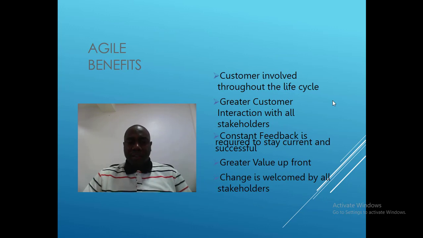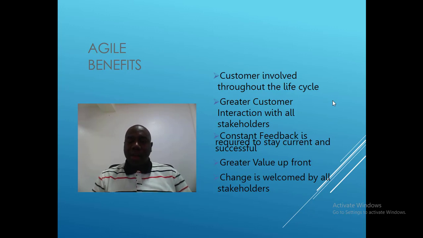So what are the benefits? We want to look at the benefits that you can get from Agile. The first thing is customers are involved throughout the life cycle. It's an advantage when you do some project, you want to deliver it, and you begin to hear all kinds of stories: this is not what we want, this is not what we requested, and stuff like that. But through the mechanism of feedback, the customer is involved throughout.